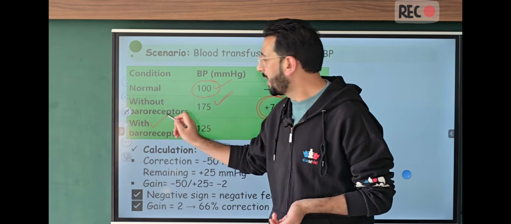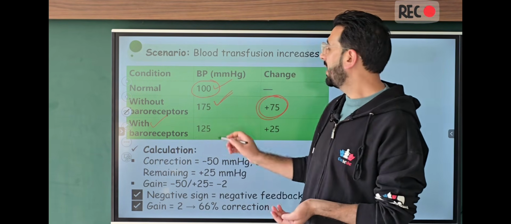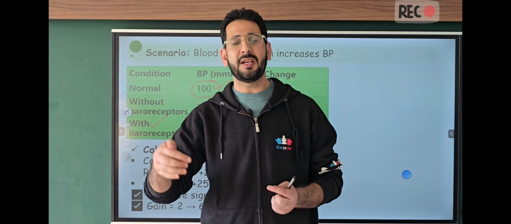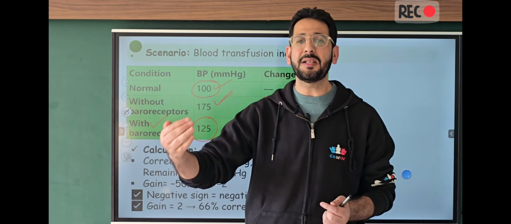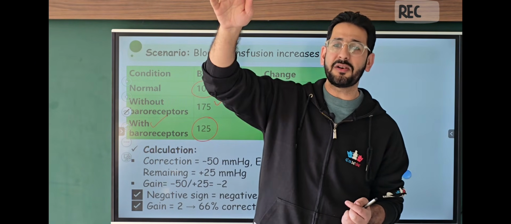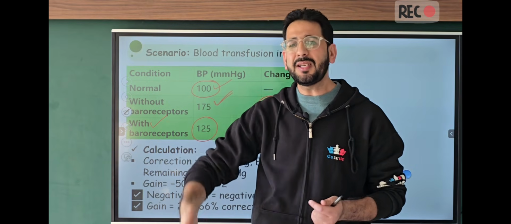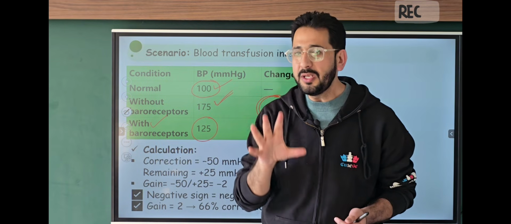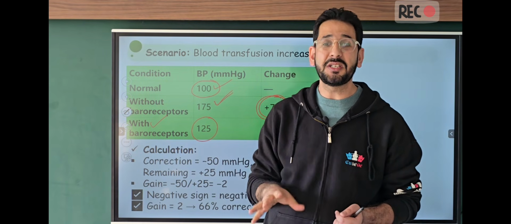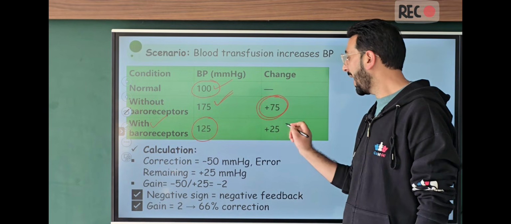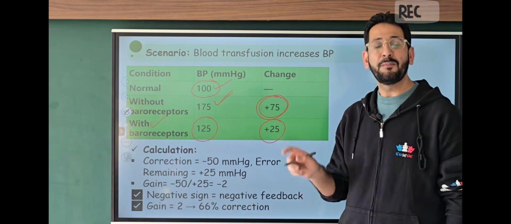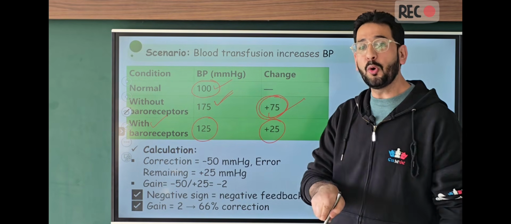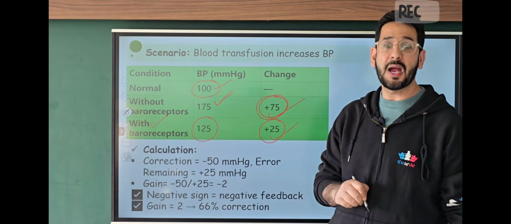Now, with baroreceptors, it is 125 mmHg. Now, what happens actually when we transfuse the blood? There is an increase in the blood pressure. It is detected by the baroreceptors. It sends the information to the central nervous system, which tries to decrease the blood pressure during the transfusion or after the transfusion. Now, with baroreceptors it is 125 mmHg. Now, how much is the change? That is plus 25 mmHg. Without the homeostatic mechanism, it is plus 75 mmHg, but with the homeostatic mechanism it is plus 25 mmHg.